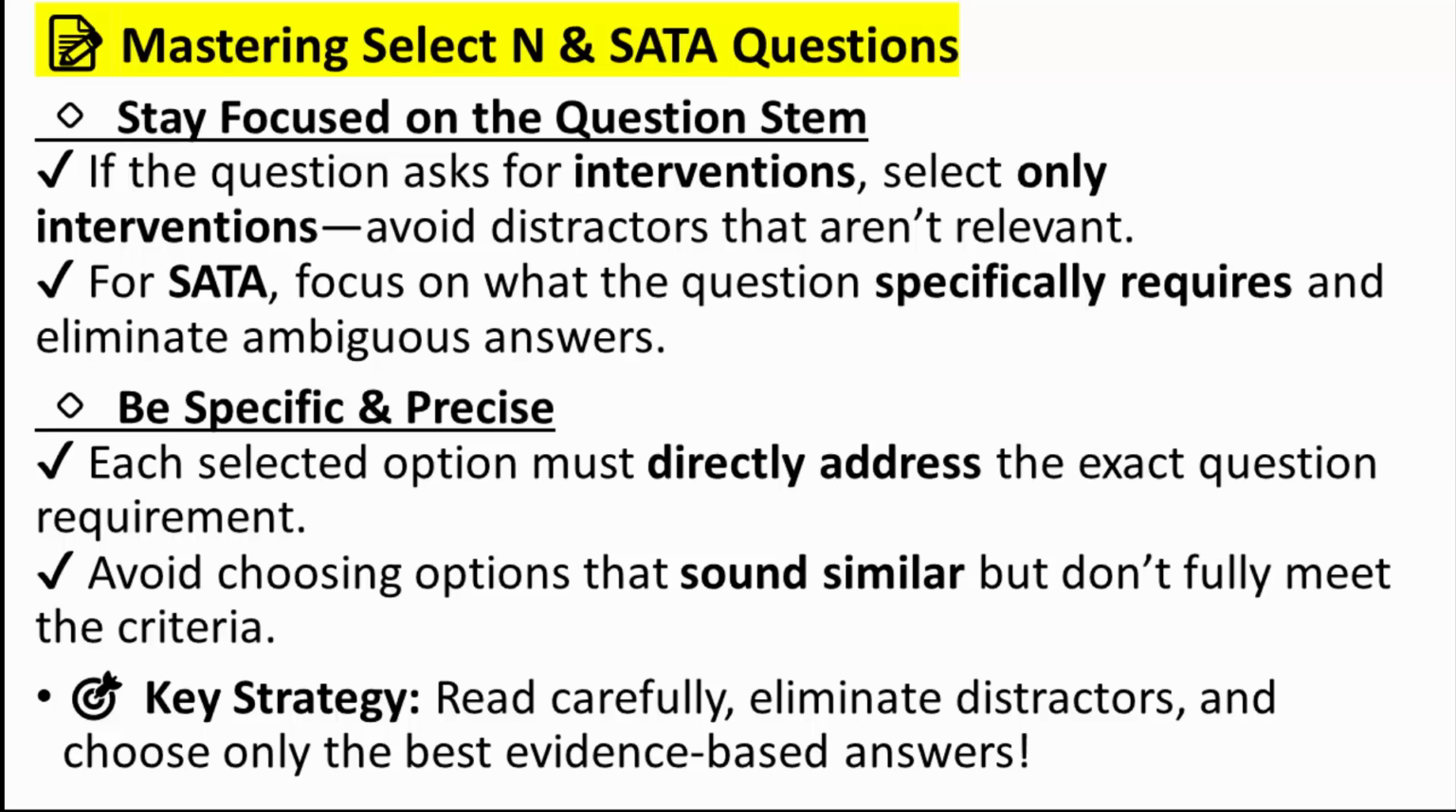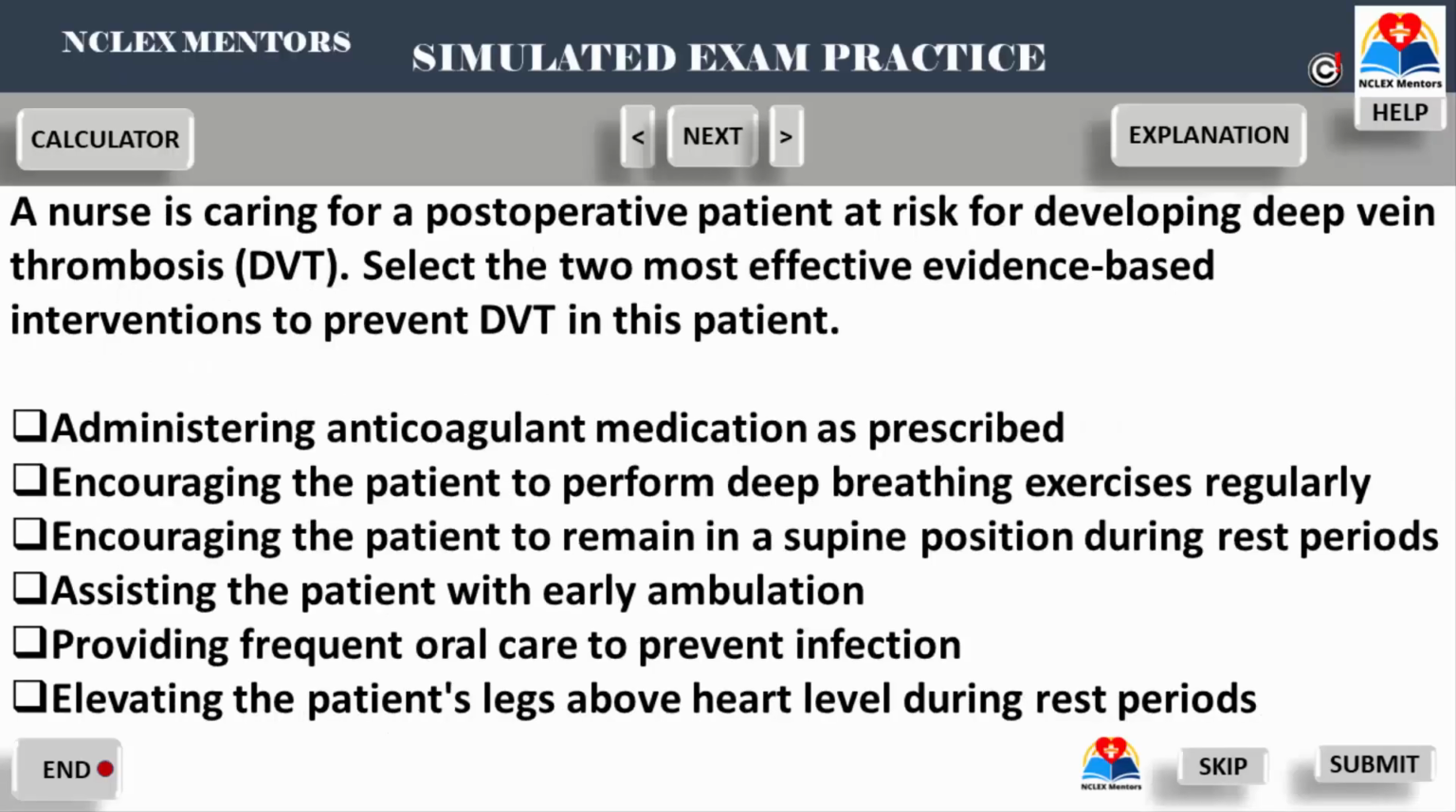Let's break it down with a real example so you can see exactly how to apply this strategy. Example, multiple response select N question. Scenario: a nurse is caring for a post-operative patient who is at risk for developing deep vein thrombosis. Select the 2 most effective evidence-based interventions to prevent DVT in this patient.